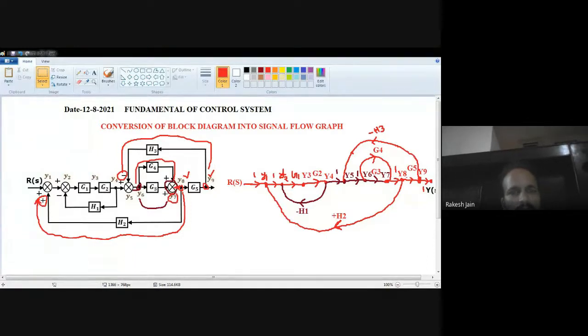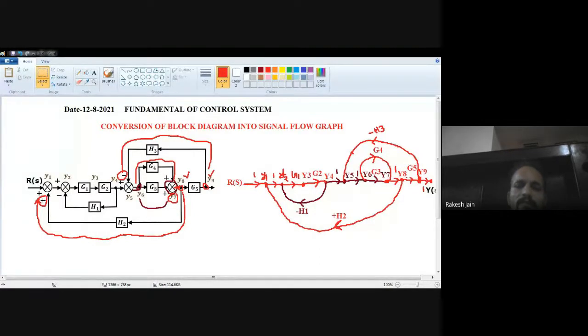If you understand everything, how to convert the block diagram into a signal flow graph, then type in the message box so I can understand. And if you have any query, then type in the message box. Okay, there is no query, so it means you are able to understand the conversion of a block diagram into a signal flow graph.